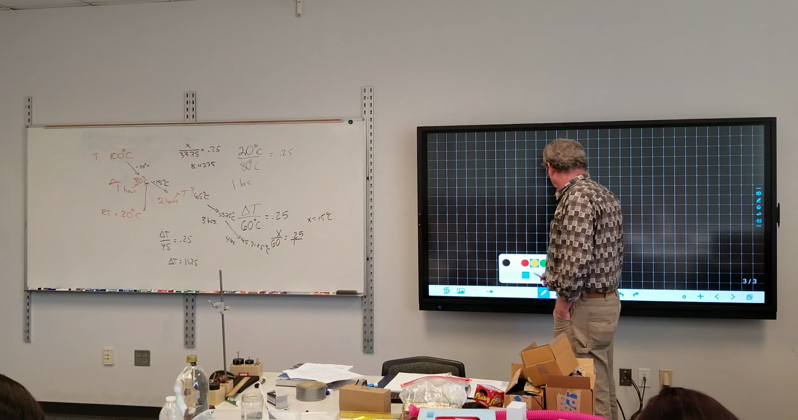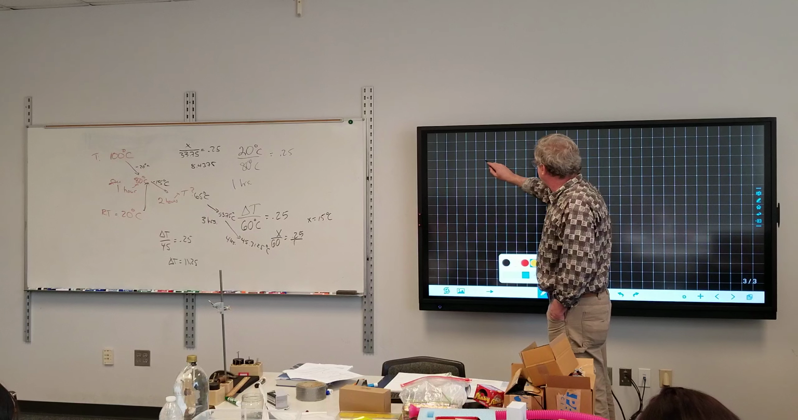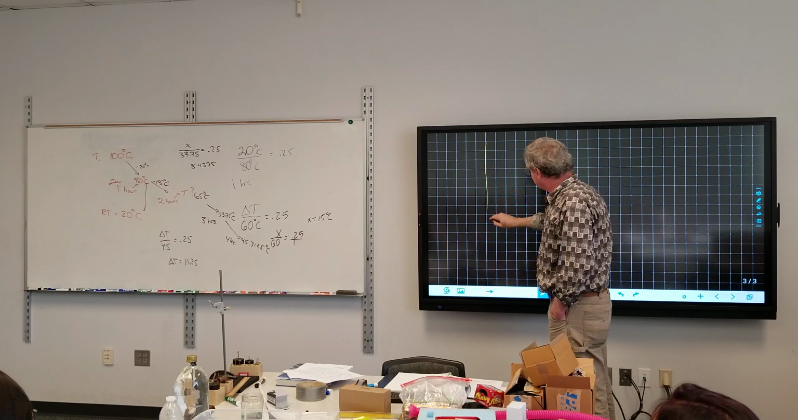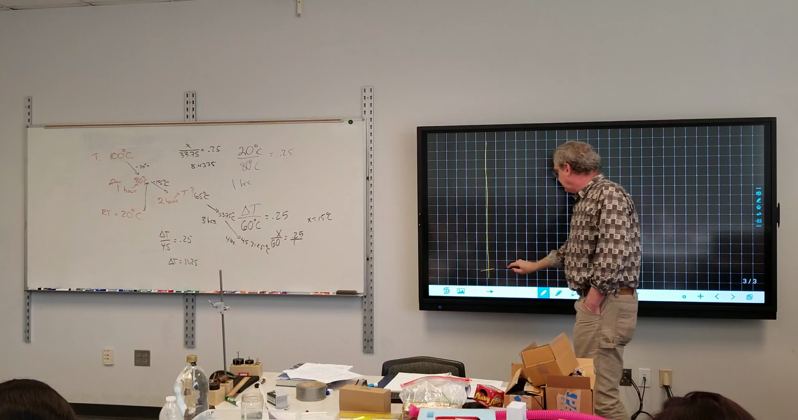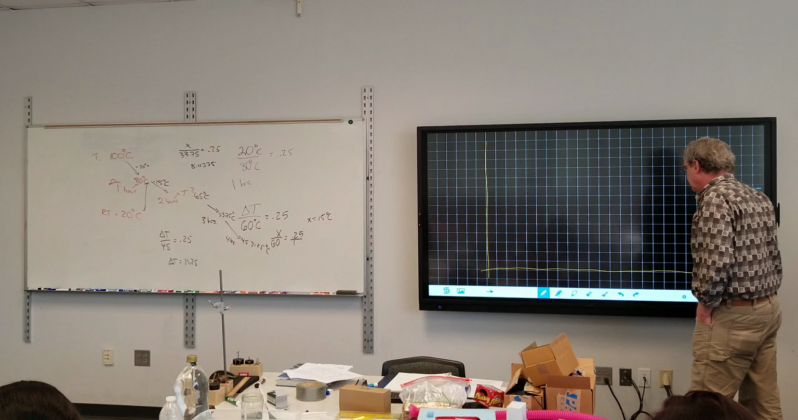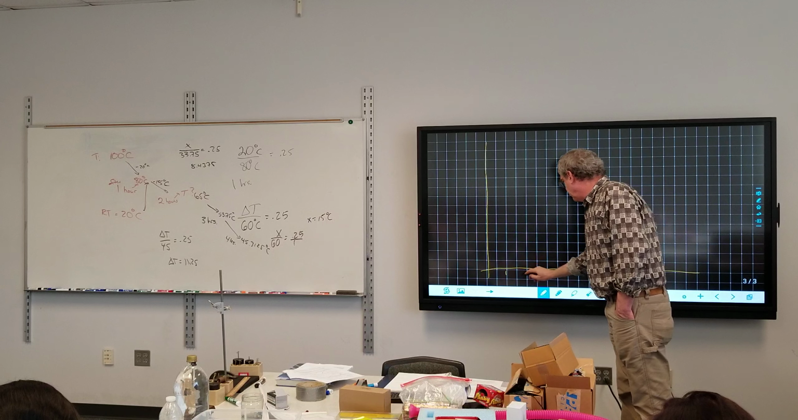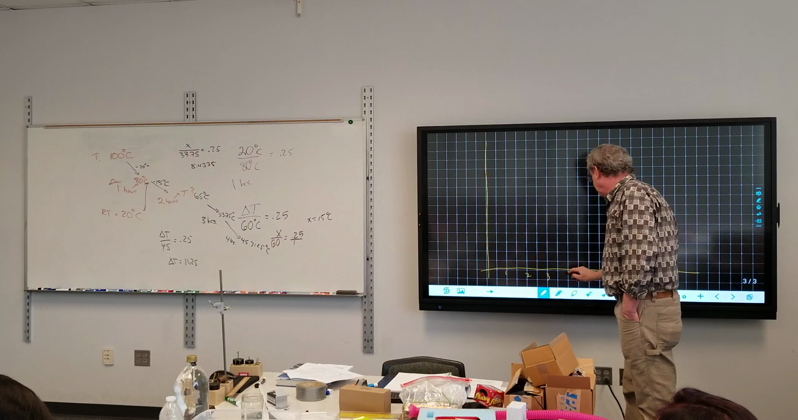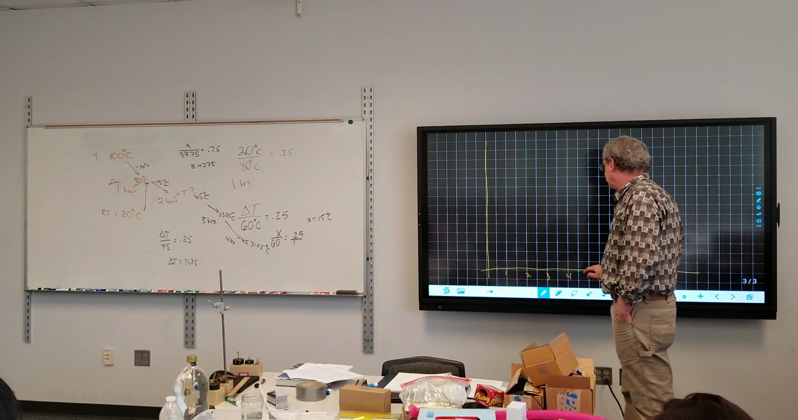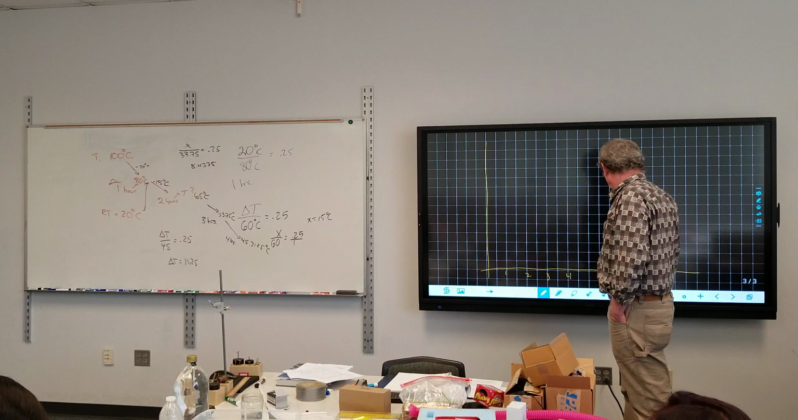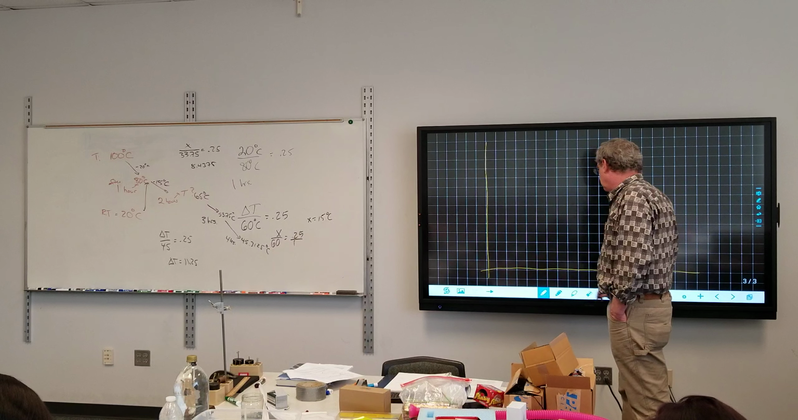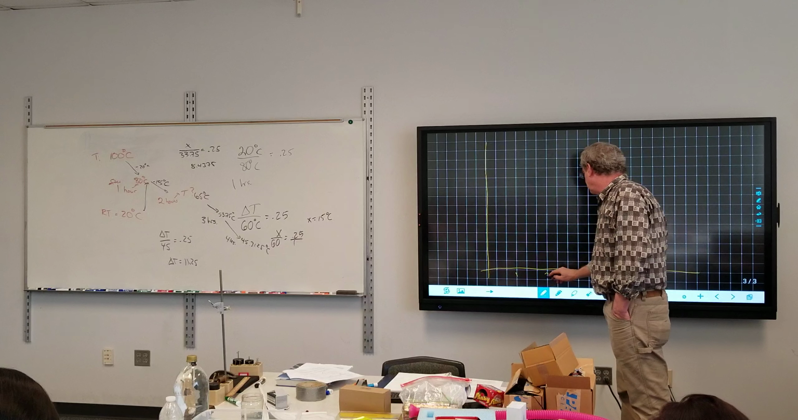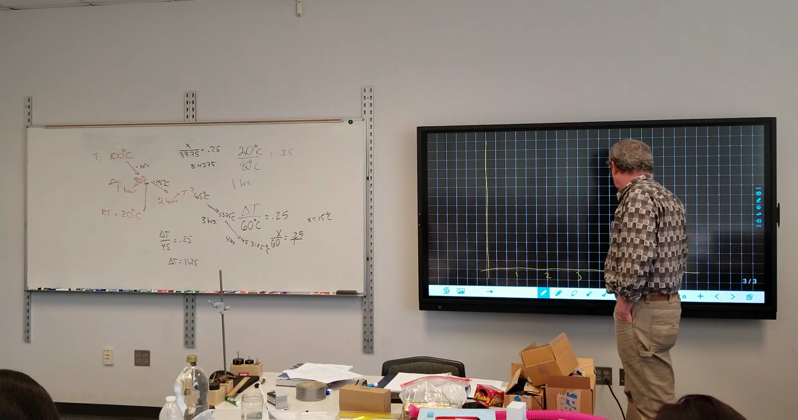Let's see, the color that will show up, I think will. So I've got the temperature right here. Got the time right there. I'll make that 1, 2, 3, 4. That's only as far as I went. Let's try that out. So 1, 2, 3, 4.